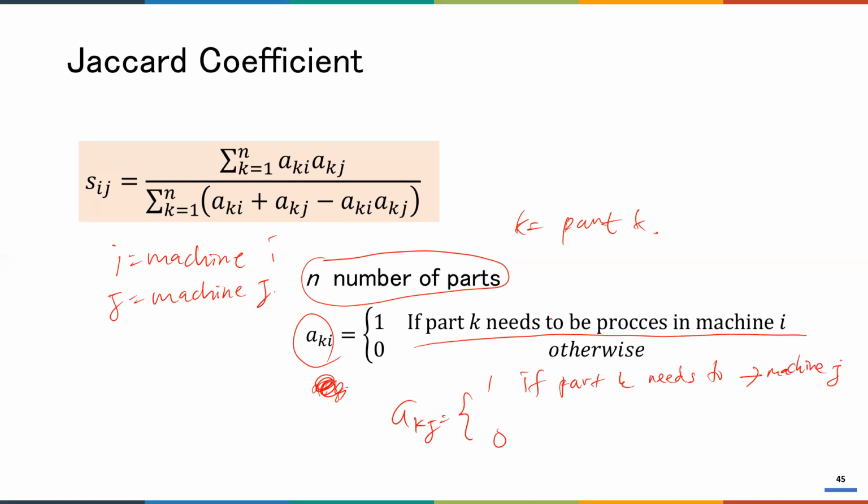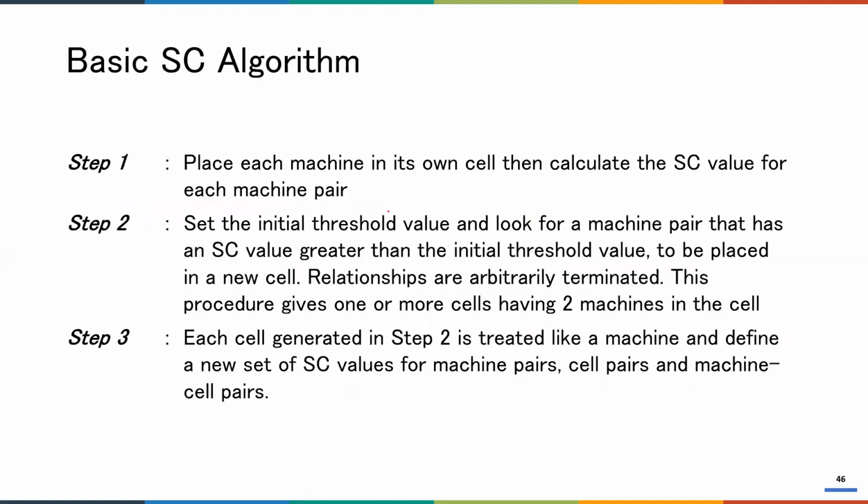So what we need to do is basically sum all these AKI and AKJ, which means whether there is a part K going to the process in each machine or not, and then summarize it and divide it with the sum of this calculation, which is AKI plus AKJ minus the multiplication of AKI and AKJ. To make it easier for you to understand, maybe we can go to the basic algorithm.